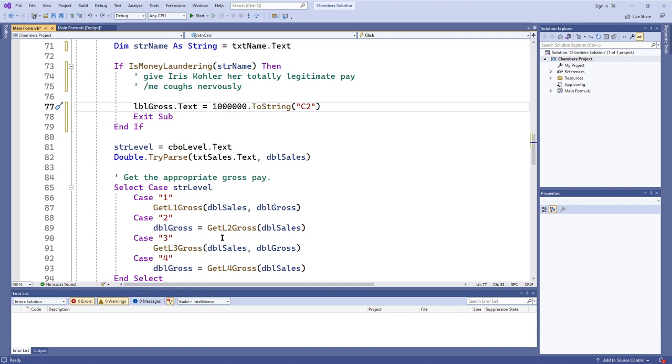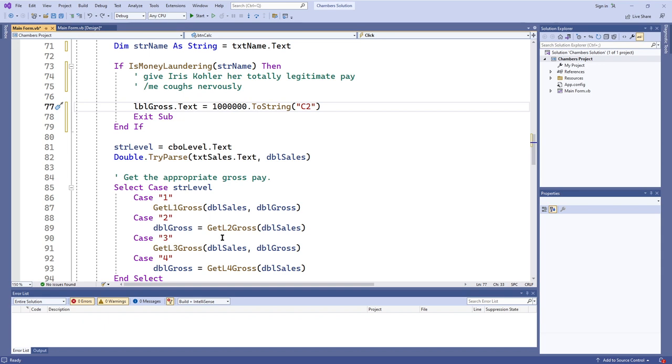Now, you might think that this makes things even more complicated. Because we have 8 branches already: what level the salesperson is in, and how much they made, whether it was over or under 10,000. But now I also have to check if their name was Iris Kohler or not. Which means every one of those branches has an additional 2 branches, which means, what was it, 16 checks?